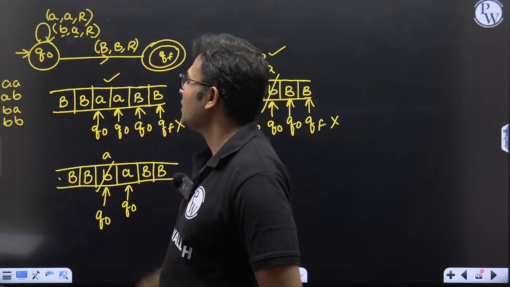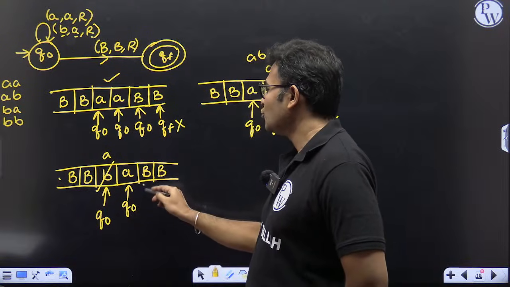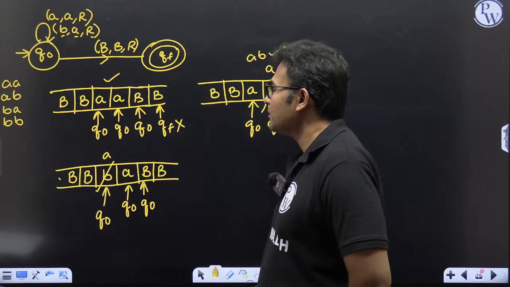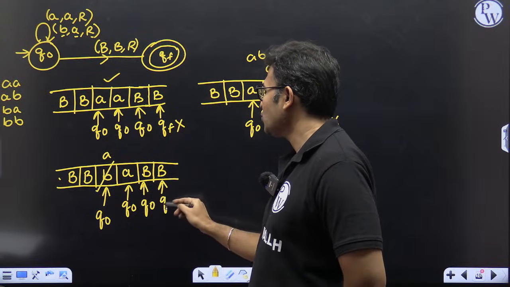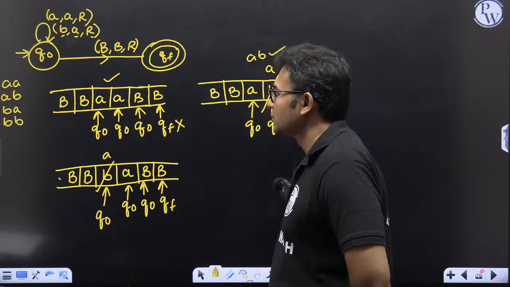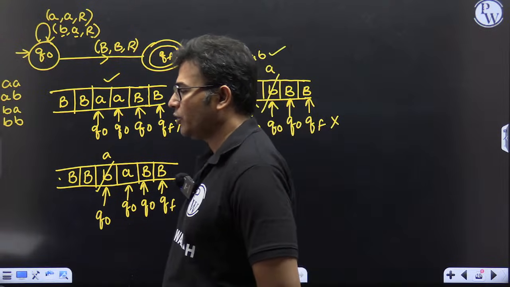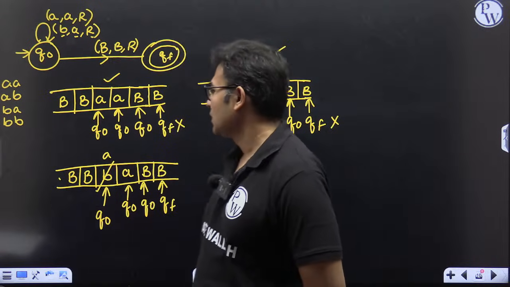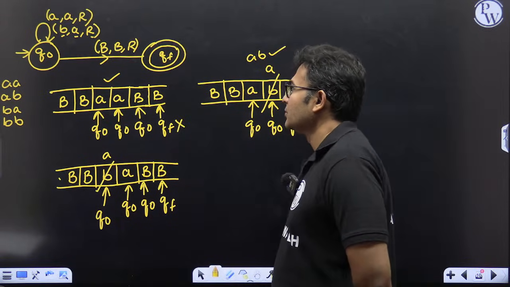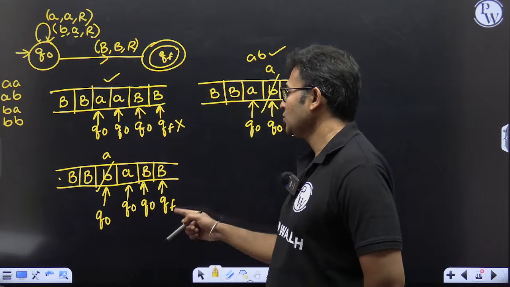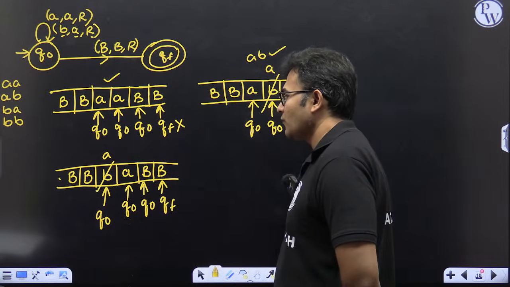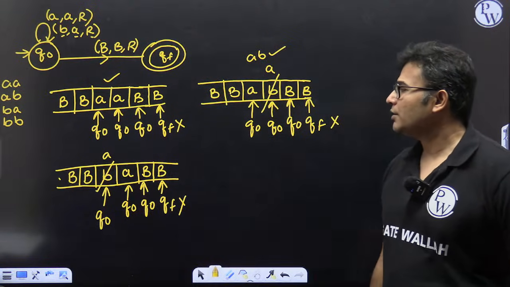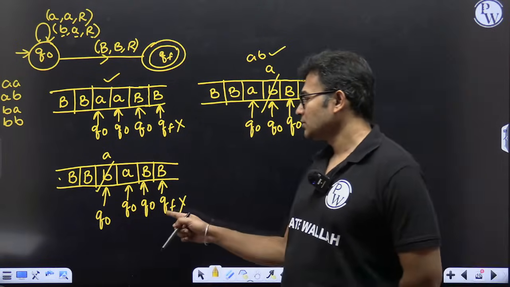Now Q0 on A is leaving it as A and moving right. You are still in Q0. Now Q0 on blank, it is leaving it as blank and moving right and entering QF. Now QF on blank, it is entering a dead configuration, right? It is entering a dead configuration and it is ending in a final state.